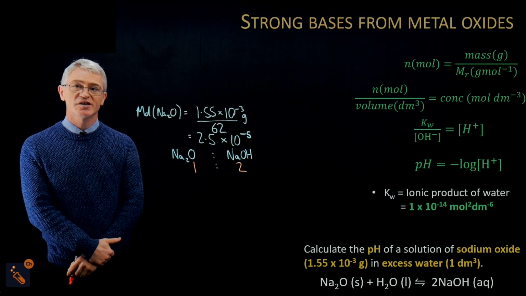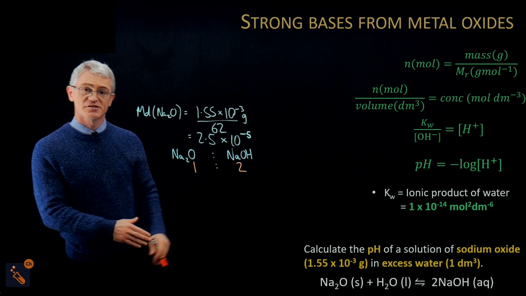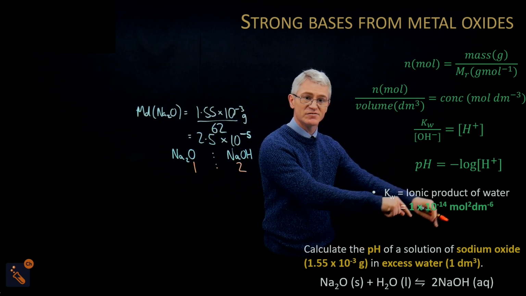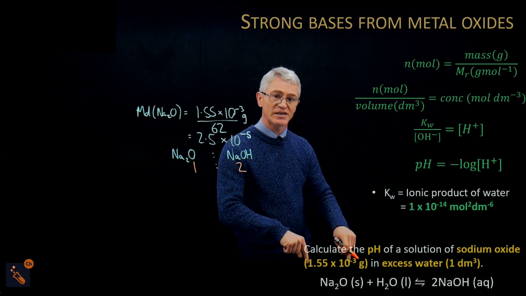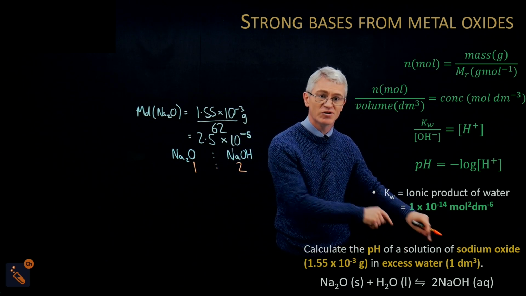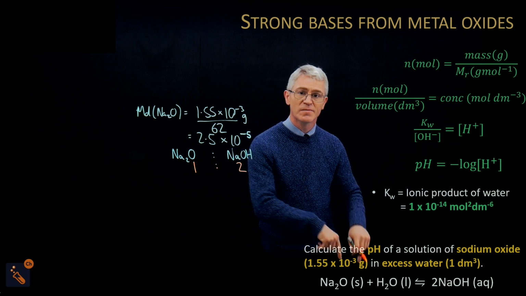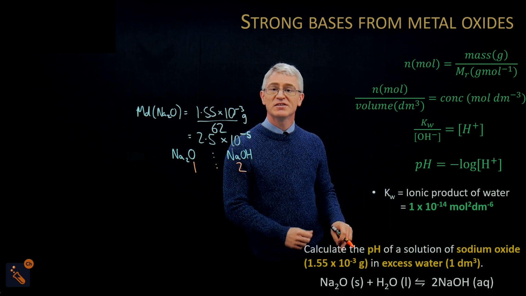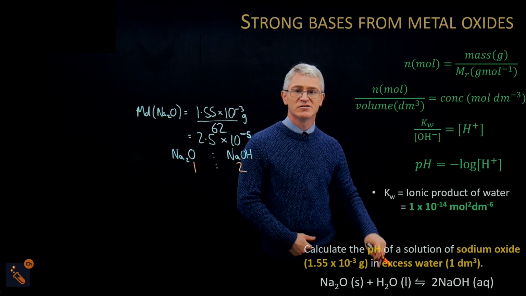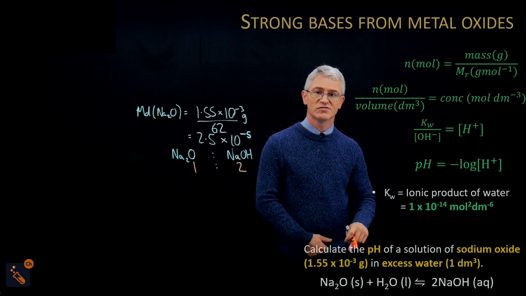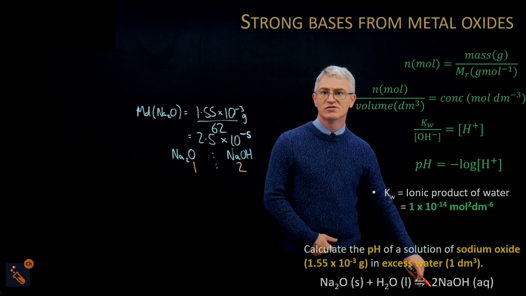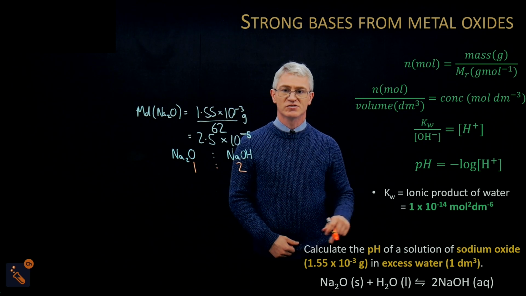So in this question, we're going to work out the pH. The question is down here: the pH of a solution of sodium oxide, it gives you a mass, in excess water, which is 1 decimeter cubed. Nice, giving you the 1. And then here is the equation. Now, it might not give you the equation, so you need to know that an oxide dissolved in water creates a hydroxide, and the ratio is 1 to 2. So 1 sodium oxide to 2 sodium hydroxides.